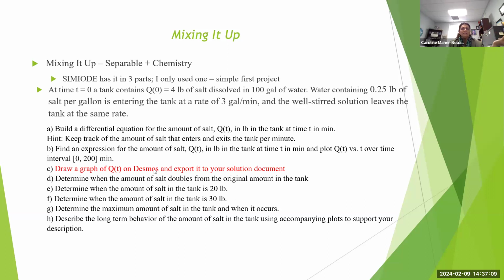I just added this part C in red, draw a graph of this function on Desmos. So through the projects, I tried to get them to use graphing calculators or graphing tools in Excel, so that they get some of these skills along the way without me having to actually teach them. So that's the first one. I always start with something simple like this. That's what I've used in the first 2 years.